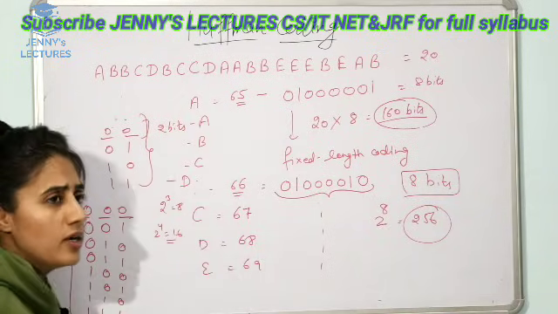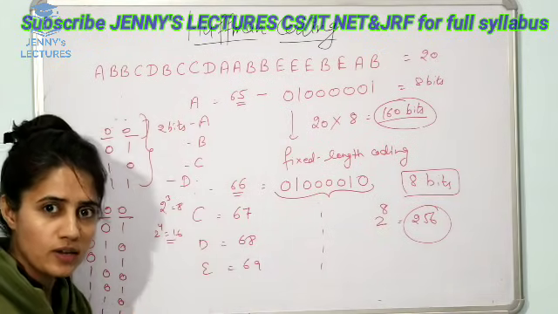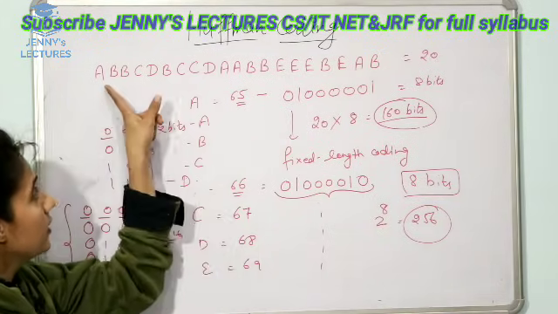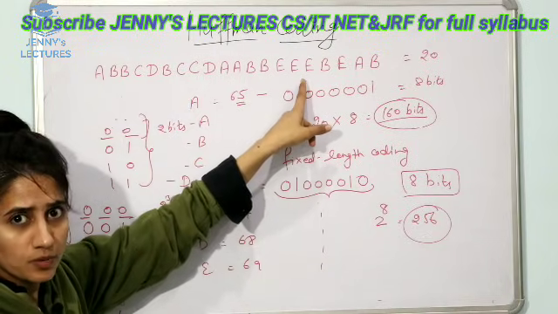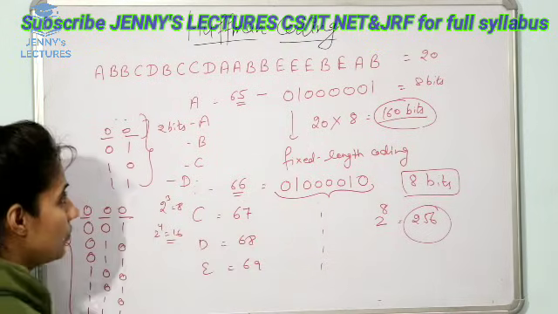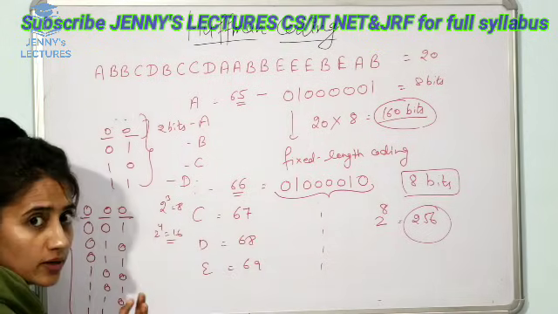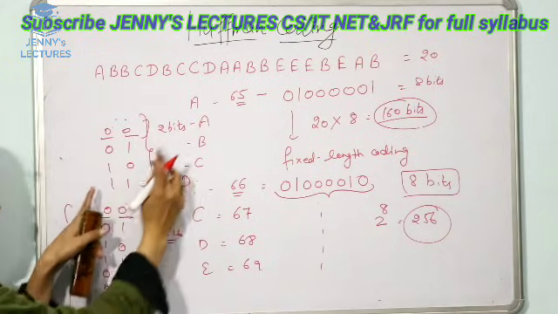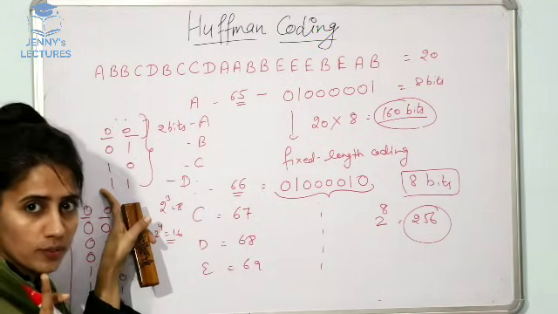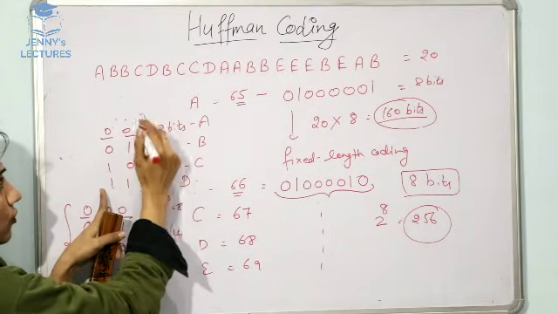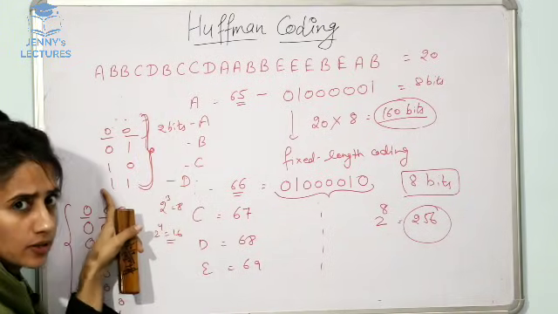In this example, how many different characters we have? Only 5 characters we have, because A is repeating, B is also repeating, C is repeating, D is repeating and E is also repeating. Different characters are only 5: A, B, C, D and E. So with the help of 2 bits, can you represent these 5 characters? No, we cannot represent, because with the help of 2 bits only 4 different characters can be represented.